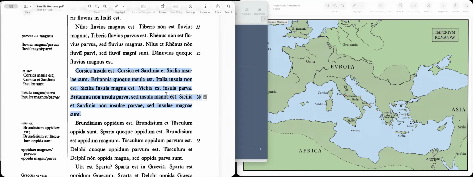Okay, Sicilia et Sardinia non insulae parvae, sed insulae magnae sunt. Well, there's Sardinia. And where is, oh yeah, here's Sicilia, off the boot. So those are pretty good sized islands.